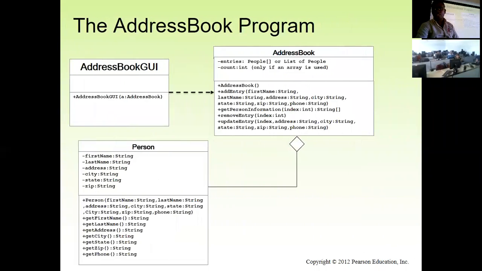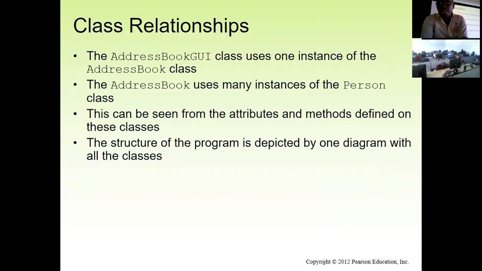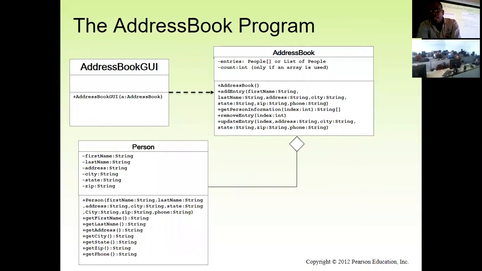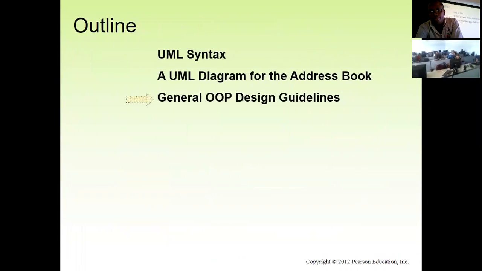Another note on class relationship. The address book GUI class uses the instance of the address book. I just told you that. This can be seen from the attributes. Now, the structure of the program is depicted by one diagram with all the classes, and this is what our structure now looks like, where address book GUI uses address book, and there's a weak relationship, weak aggregation between person and address book. Okay? So address book uses person, just like we did a while ago. All right, so that's putting it together.